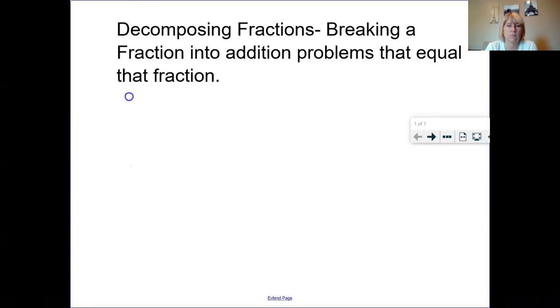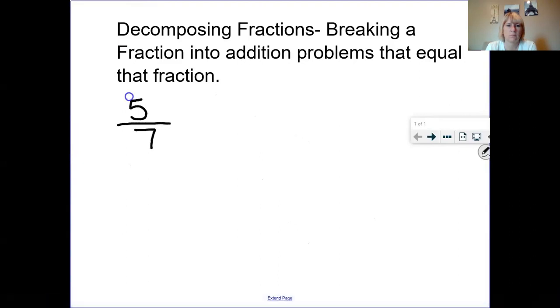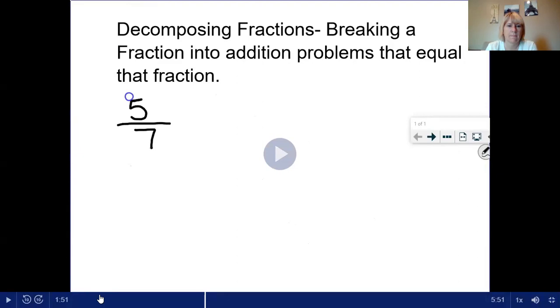Let's look at another one. Like I said, you know your addition, you know to keep the denominator the same. This could be very easy. I'm going to look at 5/7. Okay, on your paper, please write down a couple addition problems that equal the number 5, because remember, we are only adding the numerators. The denominator always stays the same.